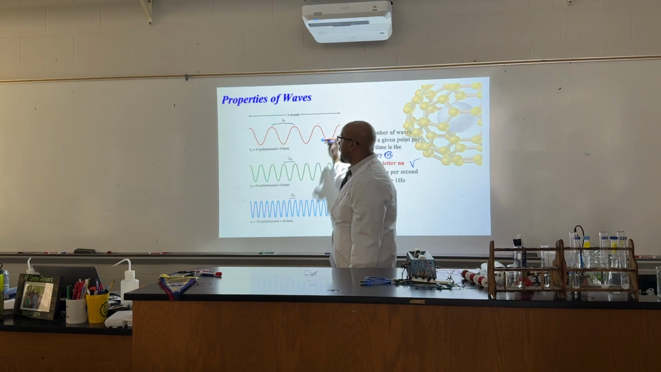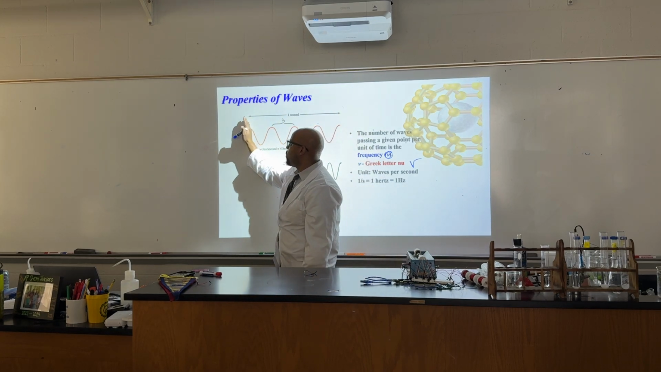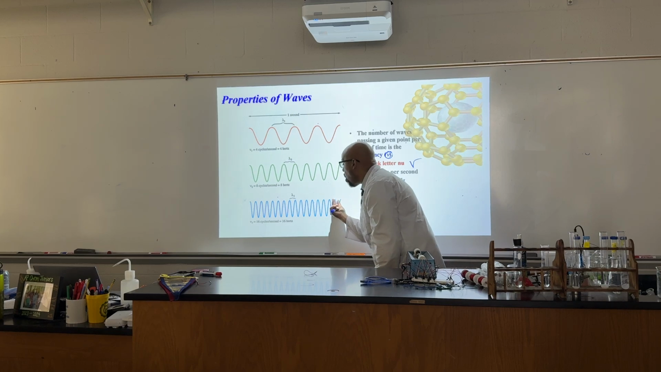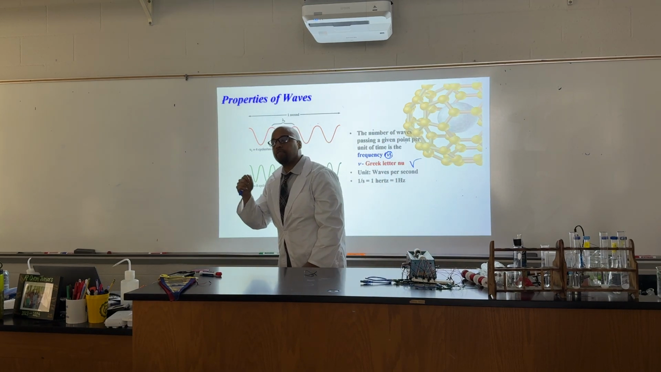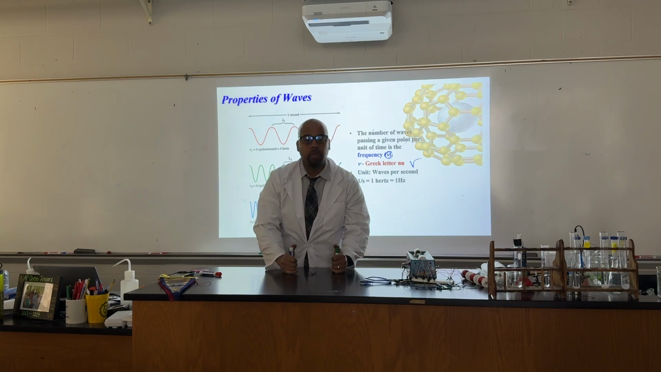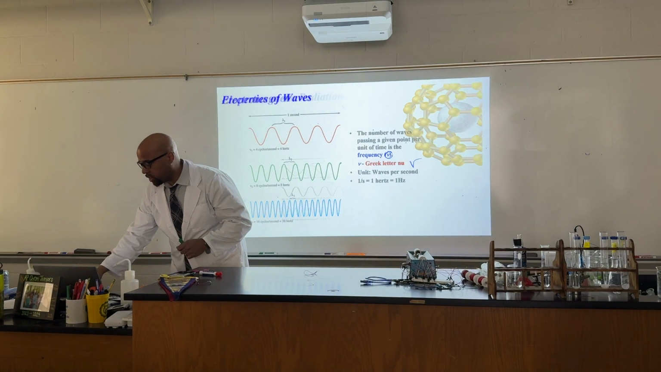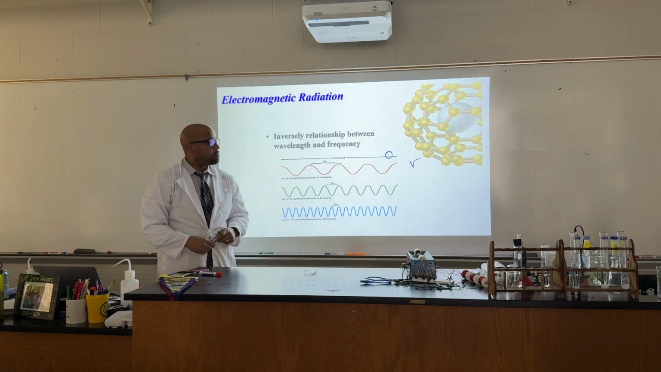When I have really long wavelengths, I only get very few waves that pass. As I go to really small wavelengths, I get a lot of waves that pass, which means that frequency and wavelength are directly or indirectly proportional to each other? Indirectly. So there's an indirect relationship between the two in this case.